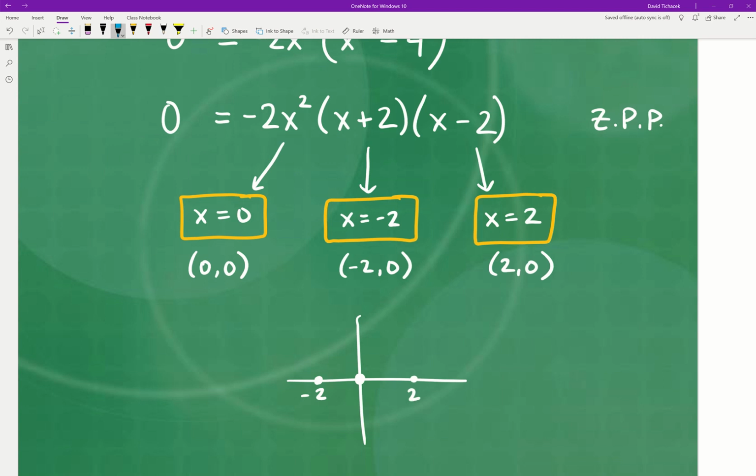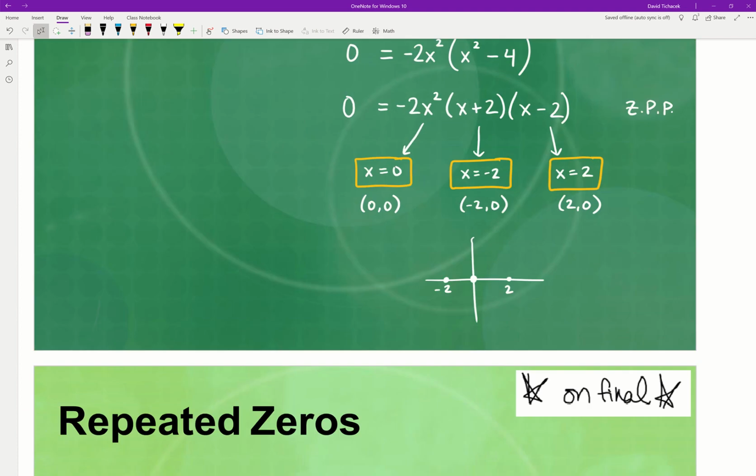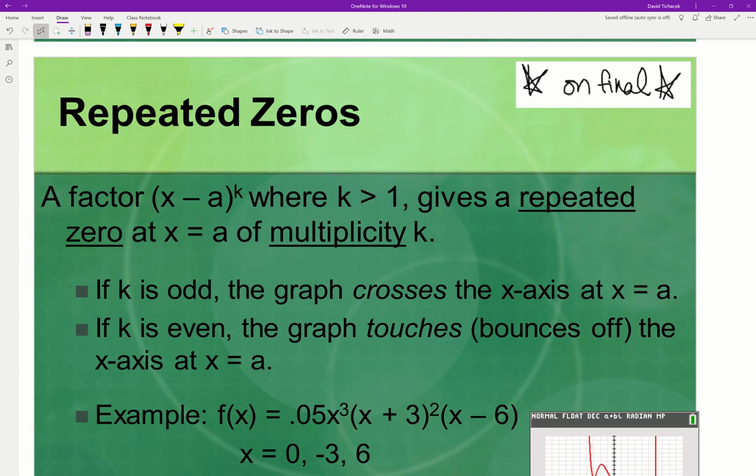But it begs the question, am I going to be striking straight through the graph at these locations? Or am I going to be bouncing off at these locations? And in what direction? Am I going to start above the x-axis, below? We need to figure out how we're touching the x-axis at each one of these locations. In order to figure that out, we would turn to something called the multiplicity of these zeros. Or in other words, look for repeated zeros in the factorization.